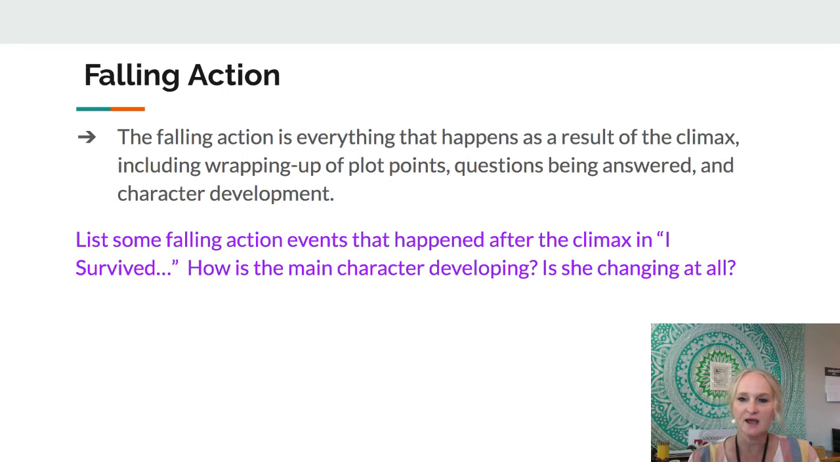Falling action, everything that happens after the climax, including the wrapping up of the plot points, questions being answered, and whatever character development is left. And what I mean by character development is, did the character change? Did he or she grow? Did they go backwards maybe? What really happened with that character? Did that character learn a lesson? When I'm talking about character development, I'm talking about the changes in each character, and usually especially the main character.